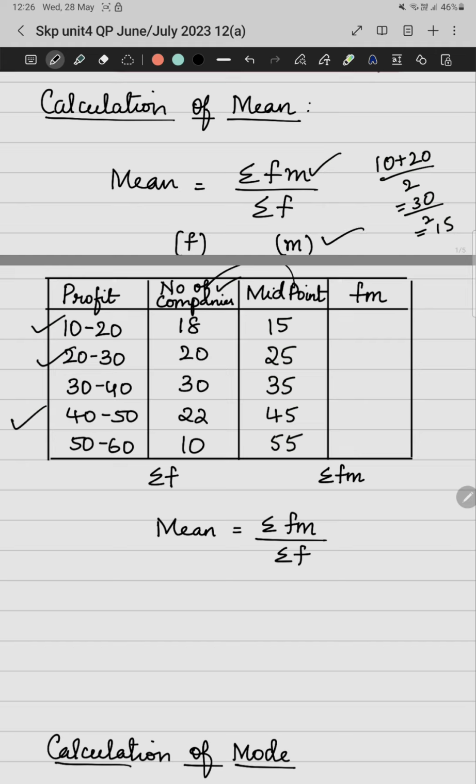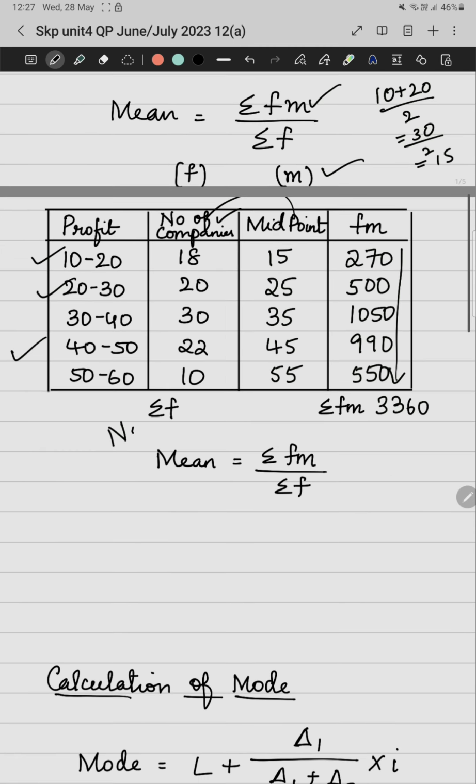Now f into m will give us the fm value, that is 18 into 15 is 270, 20 into 25 is 500, 30 into 35 is 1050, 22 into 45 is 990, 10 into 55 is 550. Now when you add all these values, you get summation fm, that is 3360. Then n or summation f is equal to the total of frequencies, that is 100: 18 plus 20 plus 30 plus 22 plus 10.